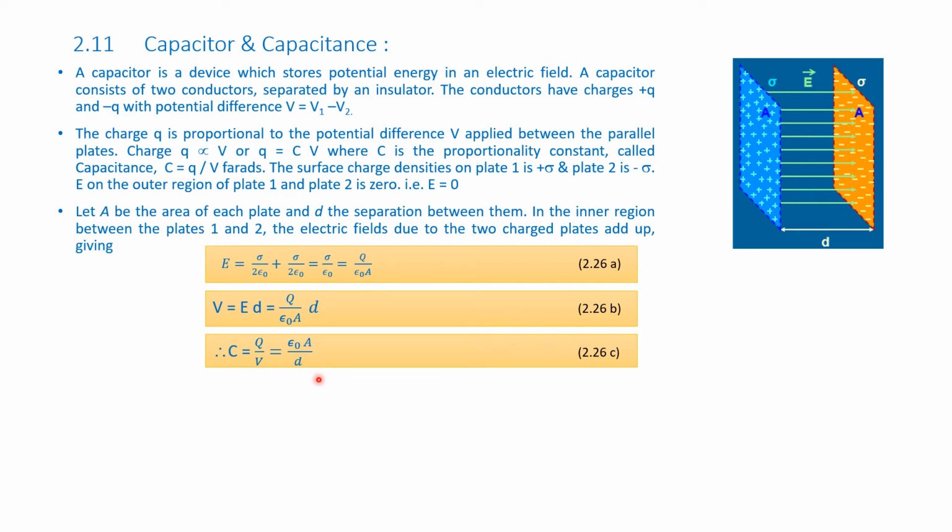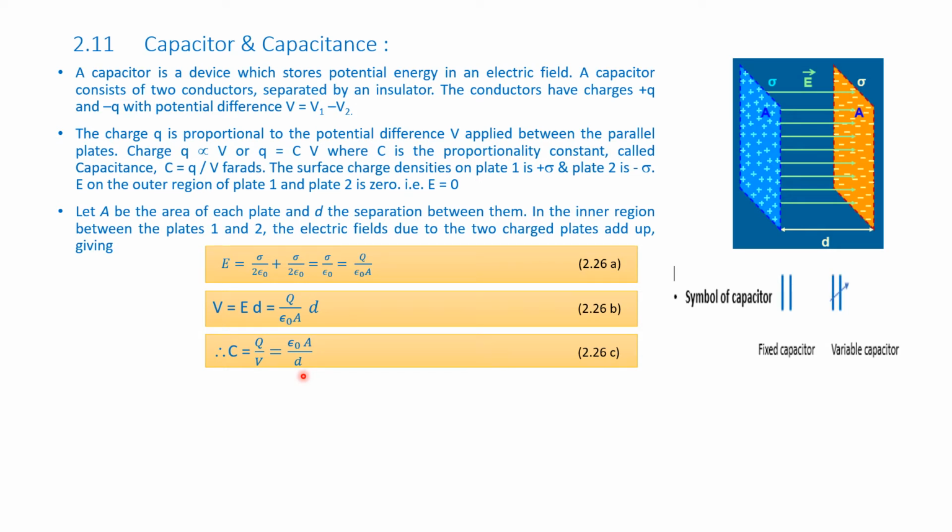Here you can see the value of capacitance C depends on epsilon naught, which is the permittivity, A, which is the area, and D. So, capacitance depends entirely on the physical dimensions of the capacitor.